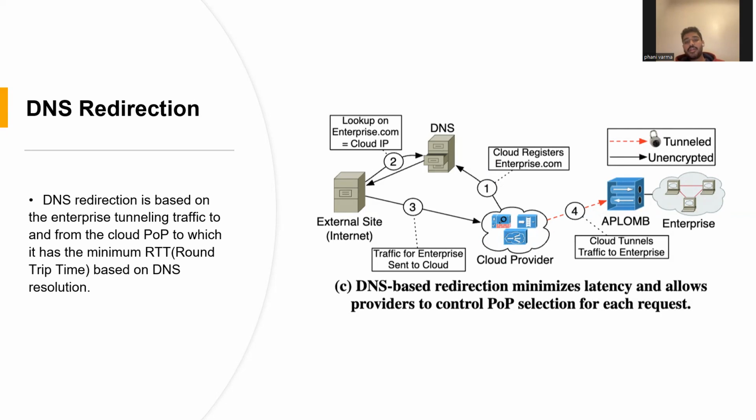And we also have a clear picture here that again includes the external site, which means the internet, and we have cloud providers, and we have the Aplomb gateway and enterprise. But here we have a small difference. The data will transfer through the cloud provider, which is different from the above two. Again we have two types of data, one is tunnel and another one is encrypted. But here there is a small change. This data will transfer through the cloud providers, and then it will go to the external sites. So this whole process we can call DNS-based redirection.